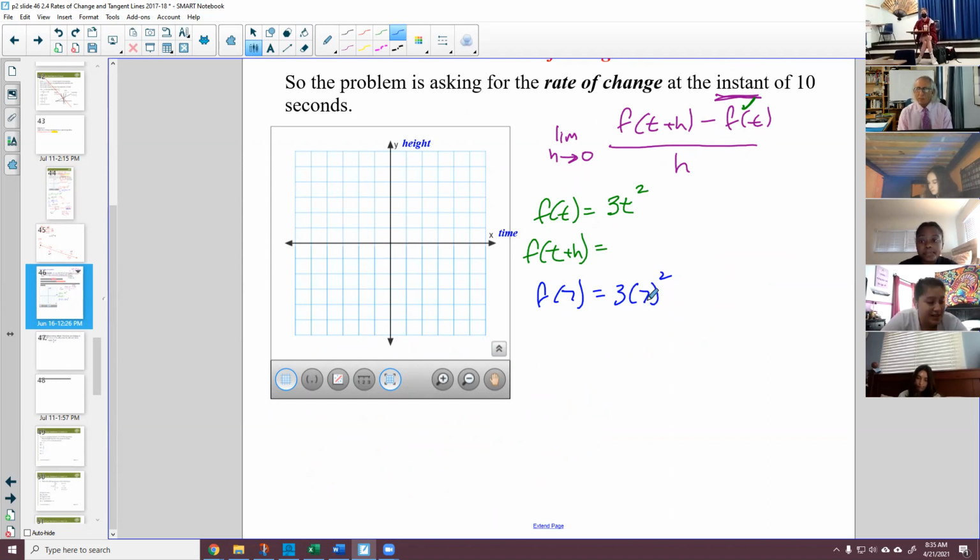I think it's right because 7 squared is 49. And 3 times 50 would be 150, but it's only 3 times 49, oh no, it's 148. Sorry, I made a mistake. Ignore what I'm saying here. Okay, so we got f of 7.